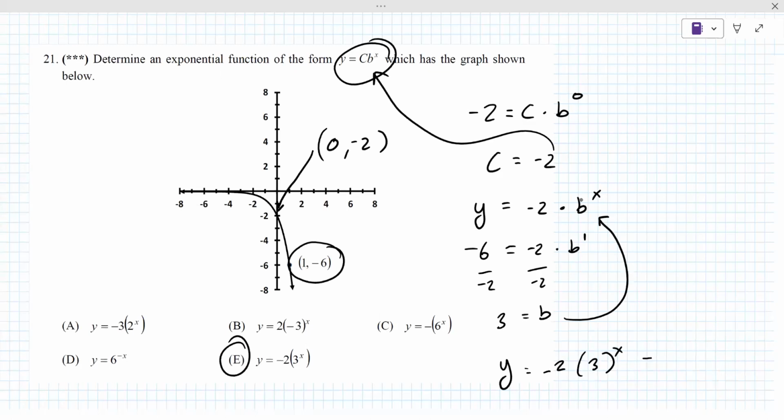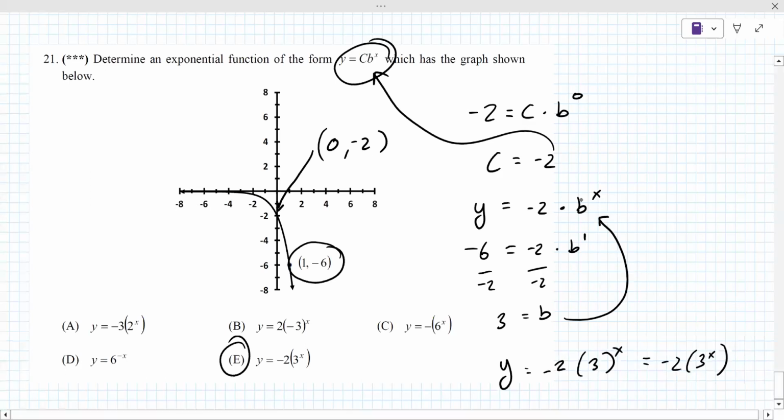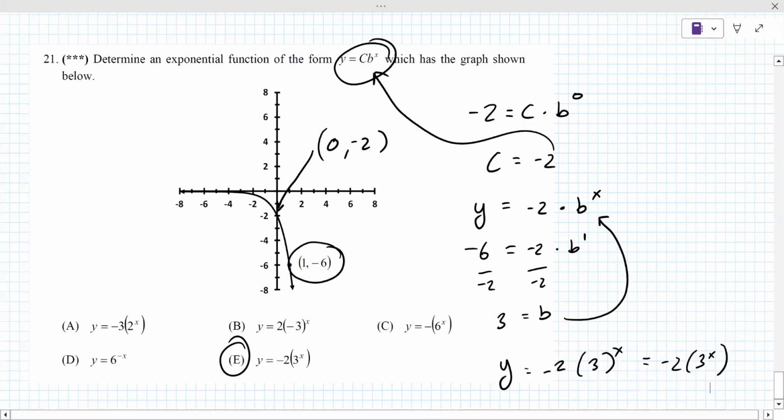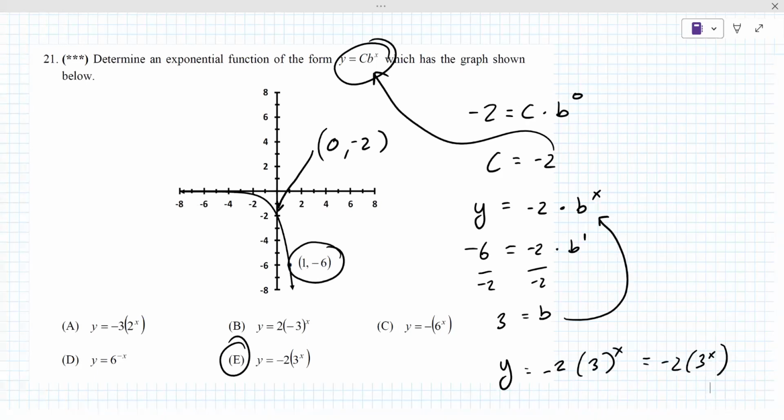There's no notationally, there's no difference between having the exponent inside or not. Right, okay. I think I'm gonna do 30. Okay.